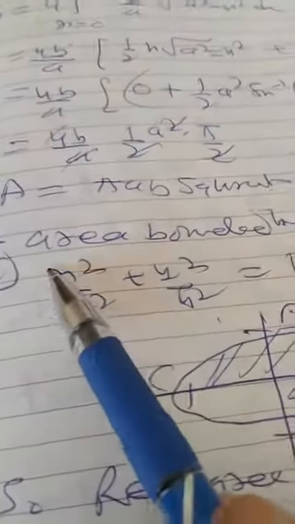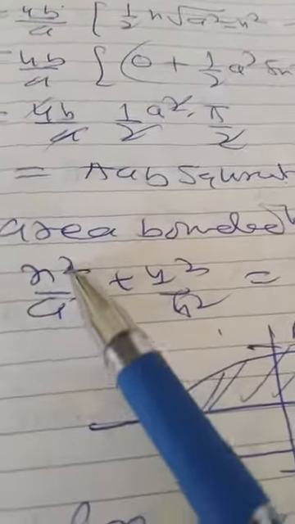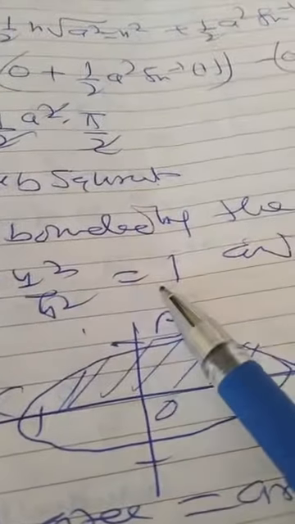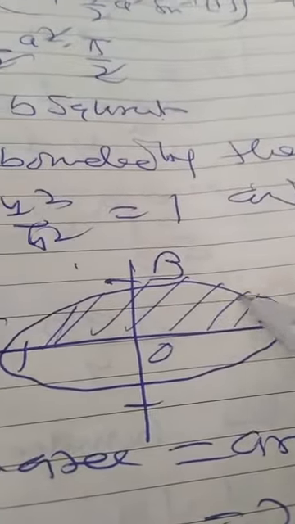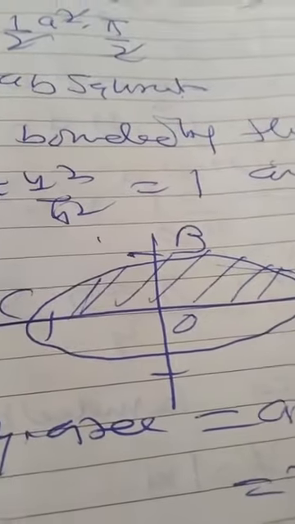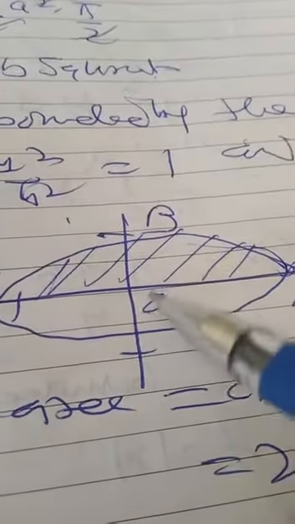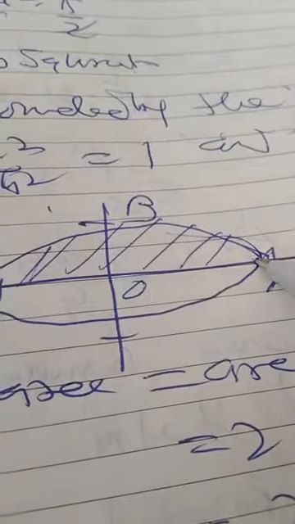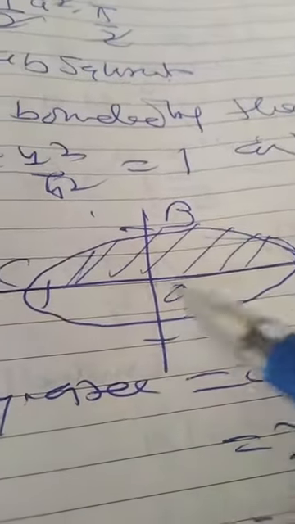Now the second question is the area bounded by the same curve, x square by a square plus y square by b square equals to 1, and the x-axis. If the x-axis is included, we want to find only that area, area A, B, C, O, A, not the part below the x-axis. So we get only the area A, B, C, O and A.